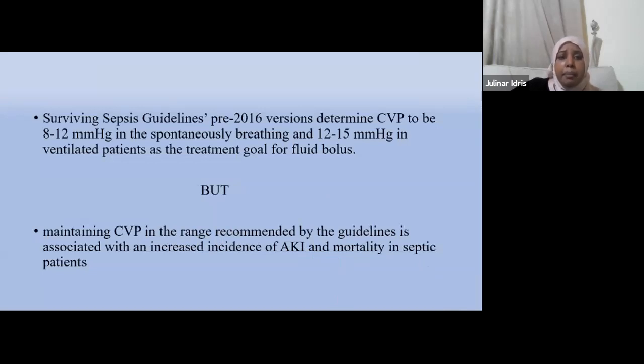And by the way, this makes huge sense, because we are increasing the CVP targeting improved end organ perfusion. But actually, if we think about it, increasing CVP will affect our renal perfusion pressure. Because if we subtract the CVP from the mean blood pressure, as you decrease the gradient, this means you are compromising the renal perfusion pressure. So the higher the CVP, the lower the renal perfusion pressure, and the less renal blood flow there will be. For that, having acute kidney injury with high CVP really makes sense.